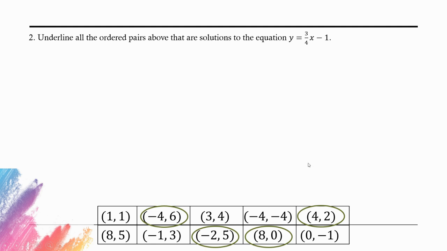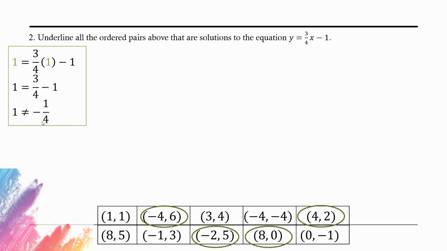Number 2 says to underline all the ordered pairs that are solutions to the equation y equals 3/4 x minus 1. So we're going to test all of these same ordered pairs into this equation. So starting with 1, 1, 3/4 times 1 is 3/4, subtract 1, and we get negative 1/4. That does not satisfy the equation. Moving on to negative 4, 6. So I put negative 4 for x and 6 for y.